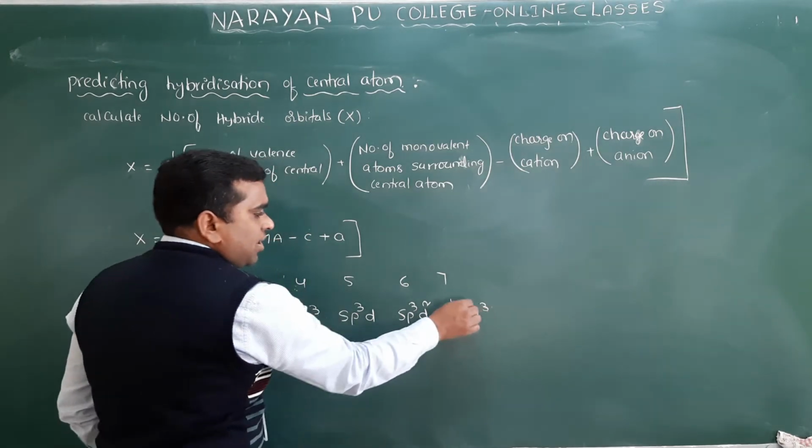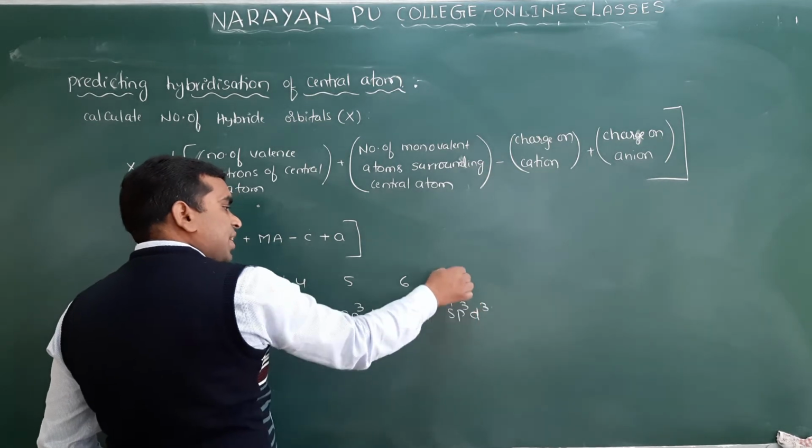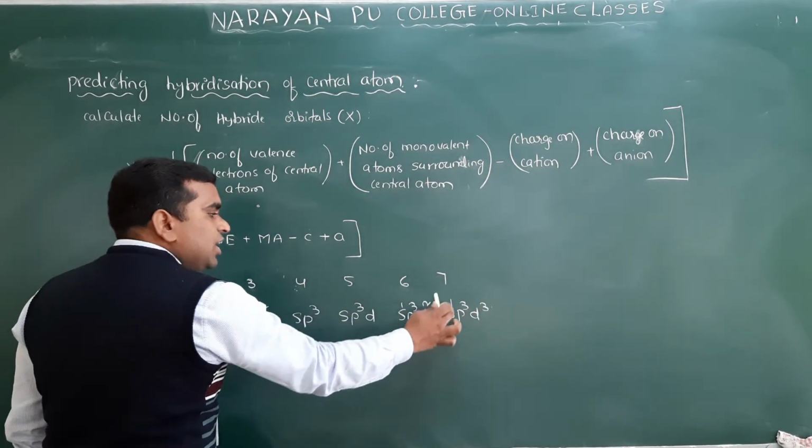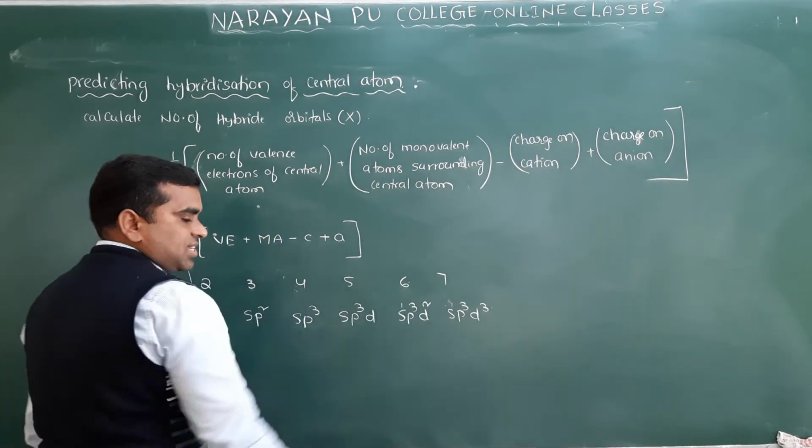If you add all these, 3 plus 3 is 6, plus 1 is 7, like that. And here you need not write s1, so that's why I am not writing the 1 in 3 plus 2 plus 1, 6.